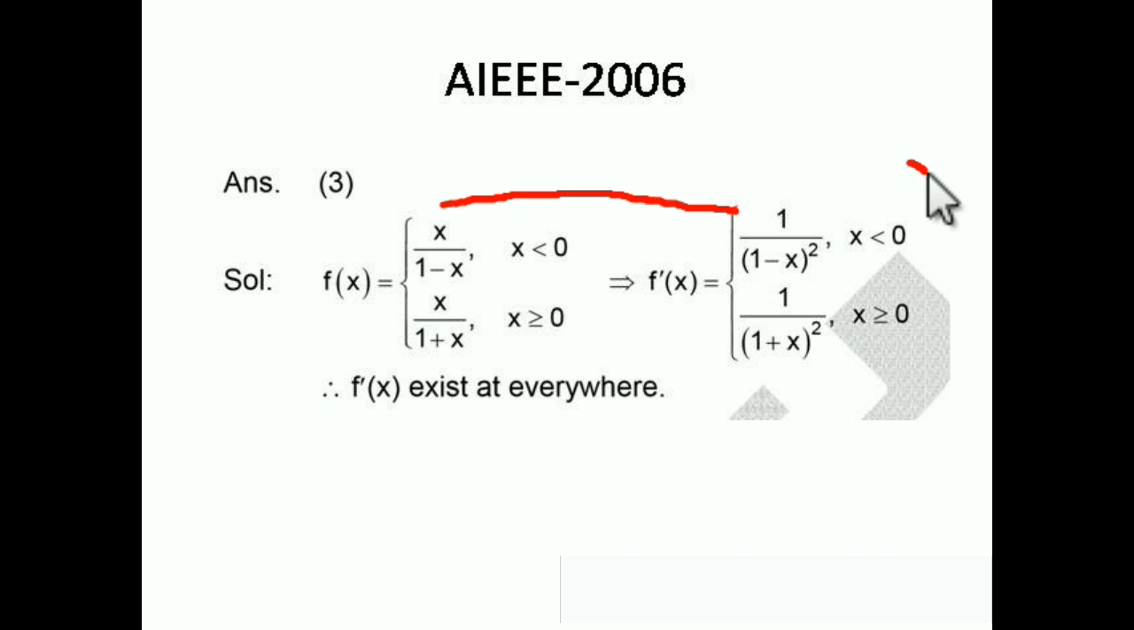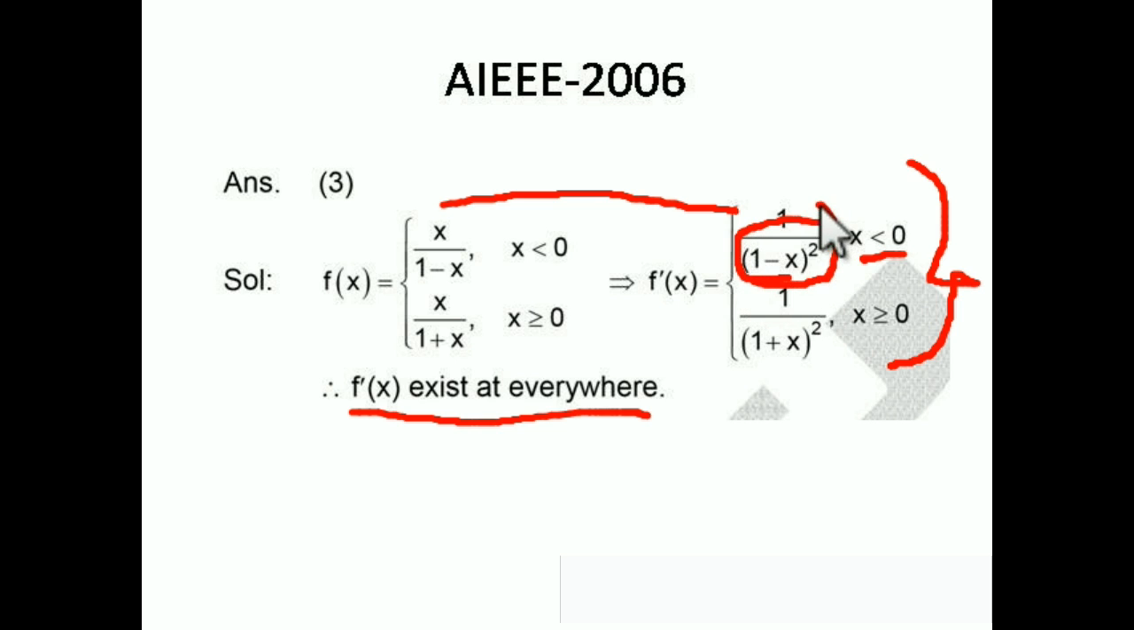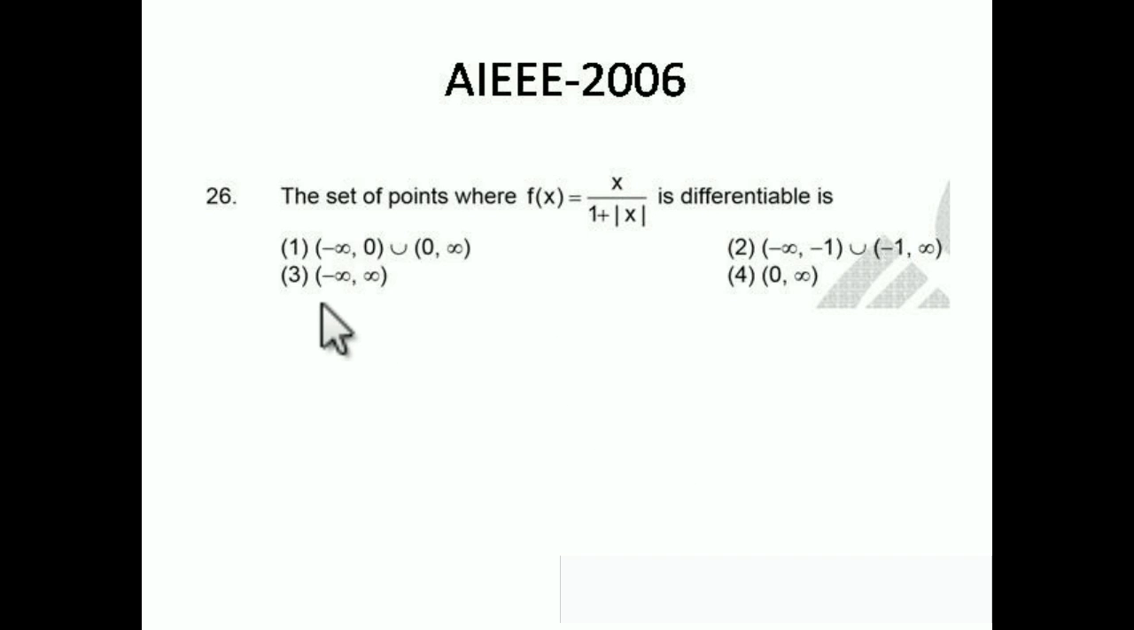Now see here, this never becomes infinite, so f dash of x exists everywhere. For x less than 0, the denominator is never going to be zero or undefined, and for x greater than 0 it is always positive, so it's not an issue. So f dash of x exists everywhere. That means answer option number 3 is the right option, that is minus infinity to infinity, the real value set R. So this is the sum from AIEEE 2006.